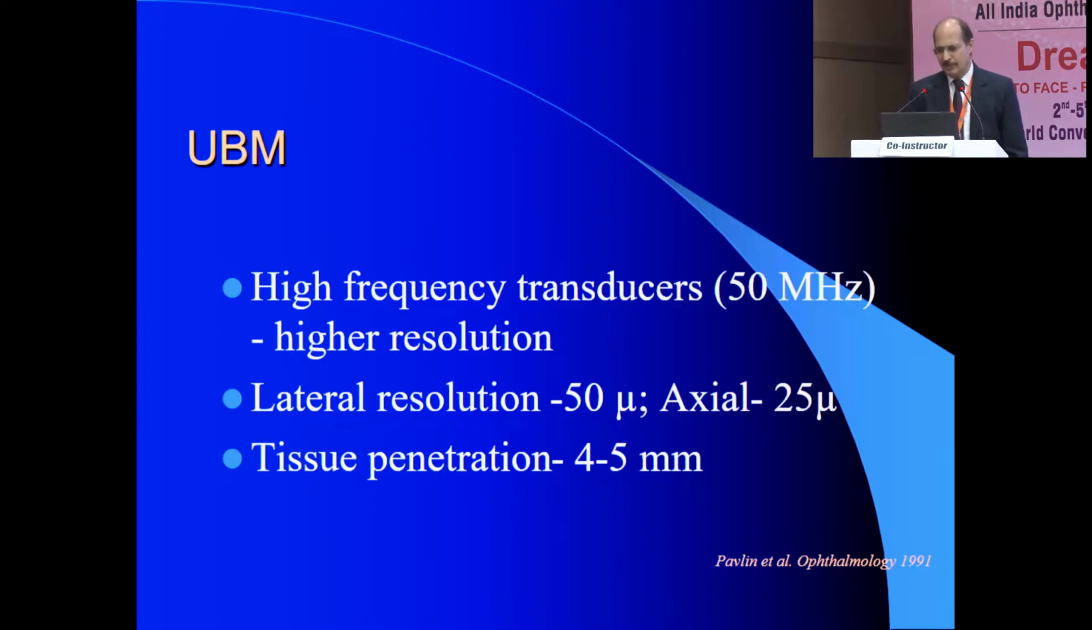More often we are getting 30 megahertz these days, but I think for good resolution you have to have a 50 megahertz probe, which gives you about 50 microns lateral resolution and about 25 microns axial resolution. But as you go higher in frequency, the tissue penetration gets less. So that's a kind of trade-off.